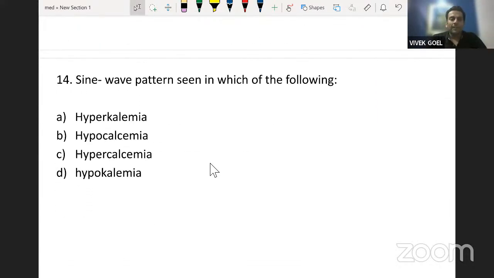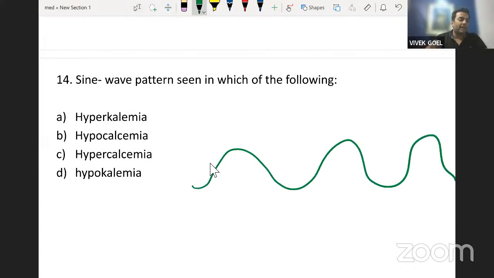Again, a very simple one-liner. Sine wave pattern. You do know that the ultimate ECG finding of hyperkalemia, when the potassium exceeds 8.5 milliequivalents per liter, is the sine wave pattern, which we have discussed time and again. It was there in the test also. It is hyperkalemia.